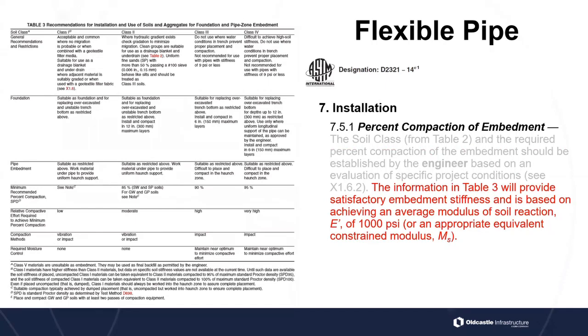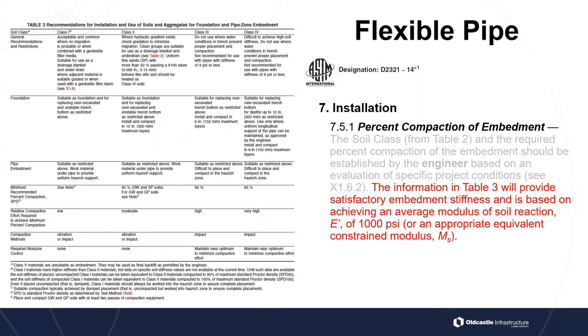Now, the information in Table 3 will provide satisfactory embedment stiffness and is based on achieving an average modulus of soil reaction, E prime, of 1,000 PSI, or an appropriate equivalent constrained modulus. So this is telling us that if we follow the table that's put in the spec, this will achieve an average modulus of soil reaction, E prime, of 1,000 PSI. So it will achieve an average, but again, it's on the engineer. It's the engineer's responsibility to make sure that it is being done correctly and that it is installed correctly and that it meets that E prime number correctly.